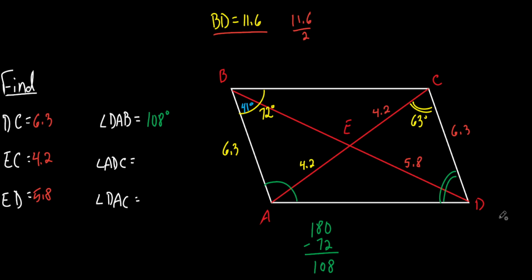You could. Well, what did you say? 108 what? 63? There's no 63. That's a 6.3, and that's a side. 72. But what's an easier way to do it? So you could go 180 minus 108. You could have done that. Okay, but there's a lot easier way to do it.